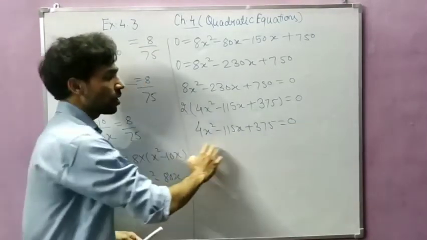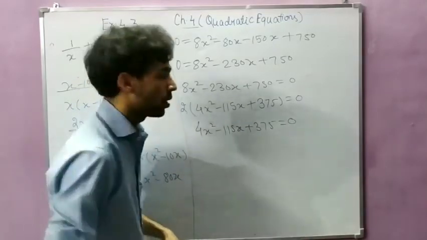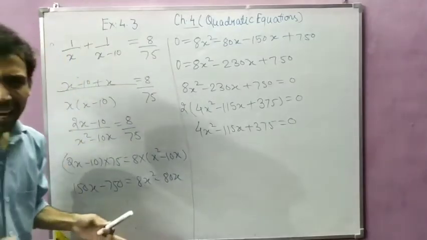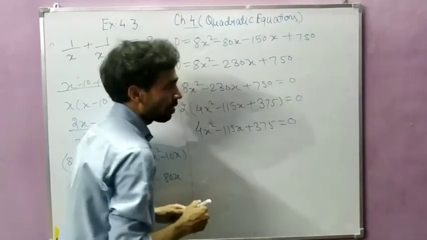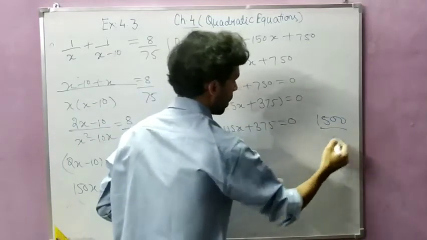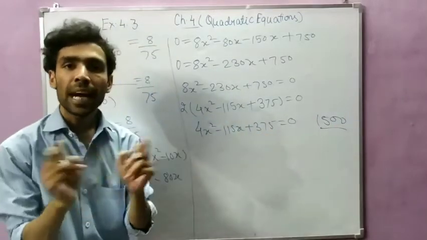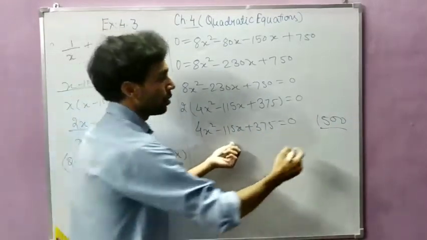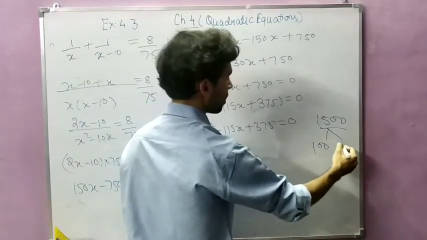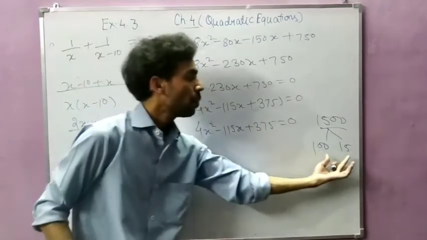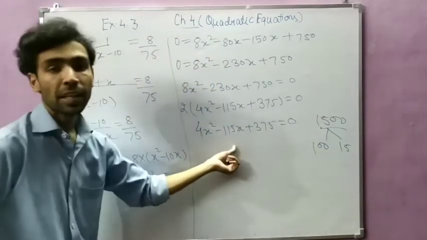Okay. So now this can be solved by the factorization method, completing the square method, or quadratic formula method. So student, I am using factorization method. When 4 will multiply to 375, it will come 1500. And because it is plus, I have to take 2 factors of 1500, so that when I will add them, I will get 115. So one factor is 100 and other factor is 15. So when these two will be multiplied, it will be equal to 1500, and when these two will be added, it will be equal to 115.